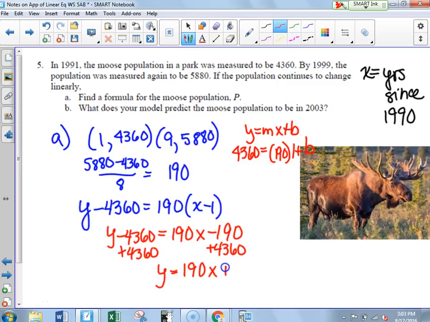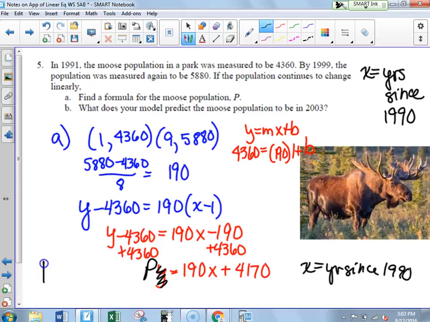Anybody get 4170? That's what this answer should have been as well. All right, what's kind of wrong? I wouldn't count it wrong, but they told us to do what in the directions? Use P, so this could be P for population. And again, I should probably write years since.